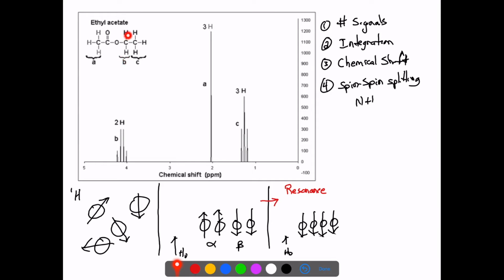For B, these 2 hydrogens are chemically equivalent, but they are not equivalent to these 3. So n is 3, 3 plus 1 is 4. So notice the signal for B is split into 4 peaks. So 1 signal, but 4 peaks. That's really the power of NMR, that we get 4 different bits of information, and that can really help us to construct the molecule in terms of how it's built.